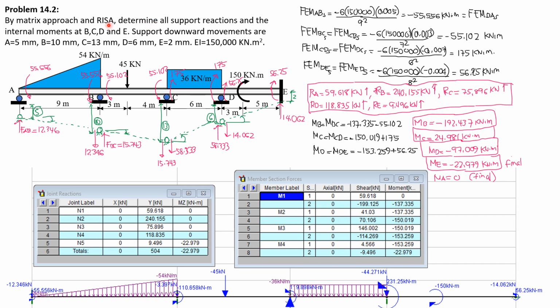Here is another example on beams with support movements using the matrix approach and RISA, which I'm going to share with you. By matrix approach and rapid interactive structural analysis software, determine all support reactions and the internal moments at B, C, D, and E. Support downward movements are A 5 mm, B 10 mm, C 13 mm, D 6 mm and E 2 mm. EI is 150 kilonewton meter square.